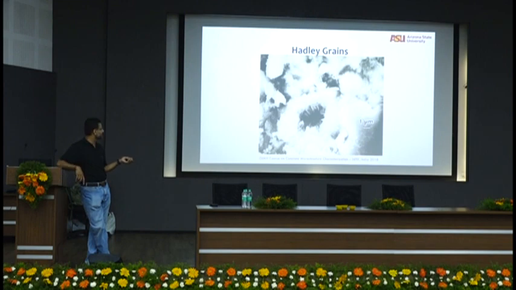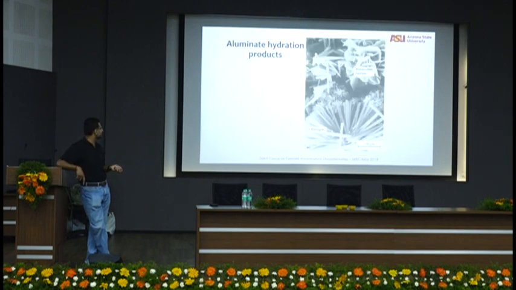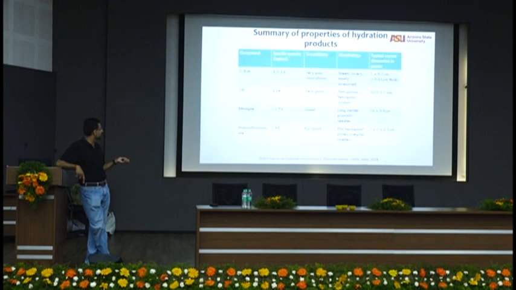For some strange circumstances, you see some Hadley grains also. And you see ettringite, monosulfates. Monosulfates sometimes are in the form of some nice architectural flowery shapes. You can see some of those sometimes. Ettringite are needle-like crystals. You can have large needles, small needles. You can have all of that.